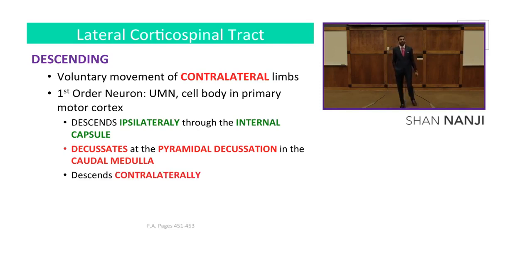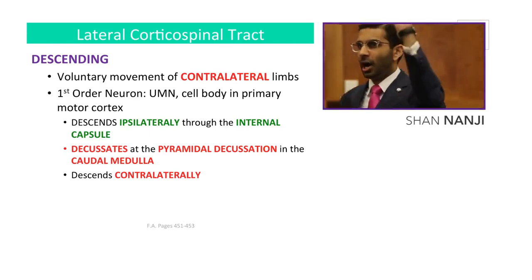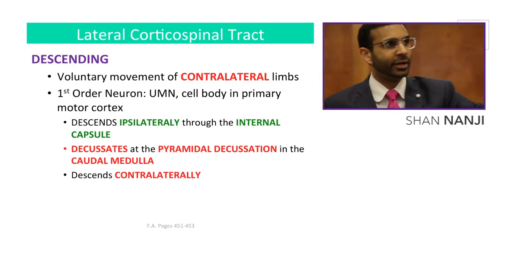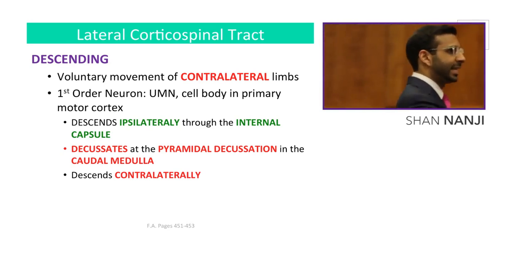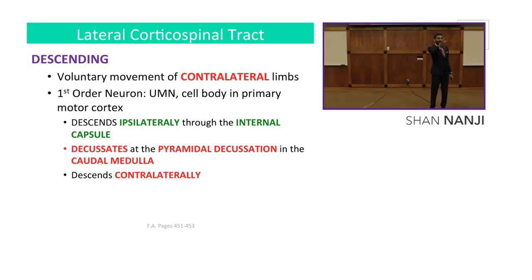Now, before we go to the first synapse, check it out. It's already carrying opposite side information. It's already carrying the voluntary movement signal for the opposite or contralateral limb. And now it's decussating in the caudal medulla. So when something is already opposite and then it crosses over, what does it become? Same. It's already opposite and now it's crossing, so what does it become?